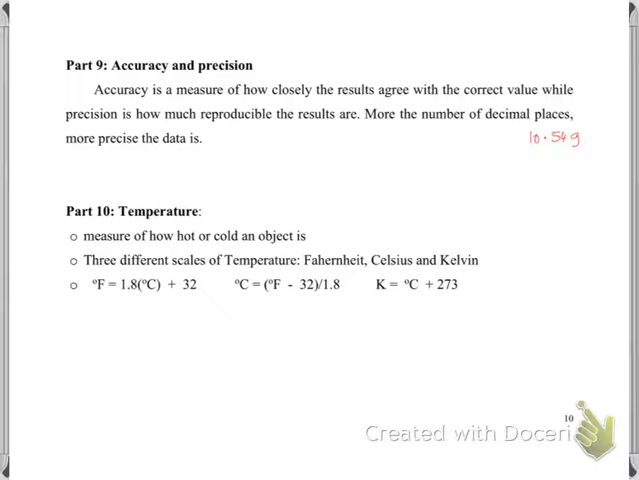A student measured the mass of that block on different weighing machines, and the student reported 9.57, 9.58, 9.56, 9.55. Is that accurate data? No, because it's not very close to the correct value. So it's not very accurate. But is it precise? Yes, it is precise because each value is close to the others. It's precise data, but not accurate data.